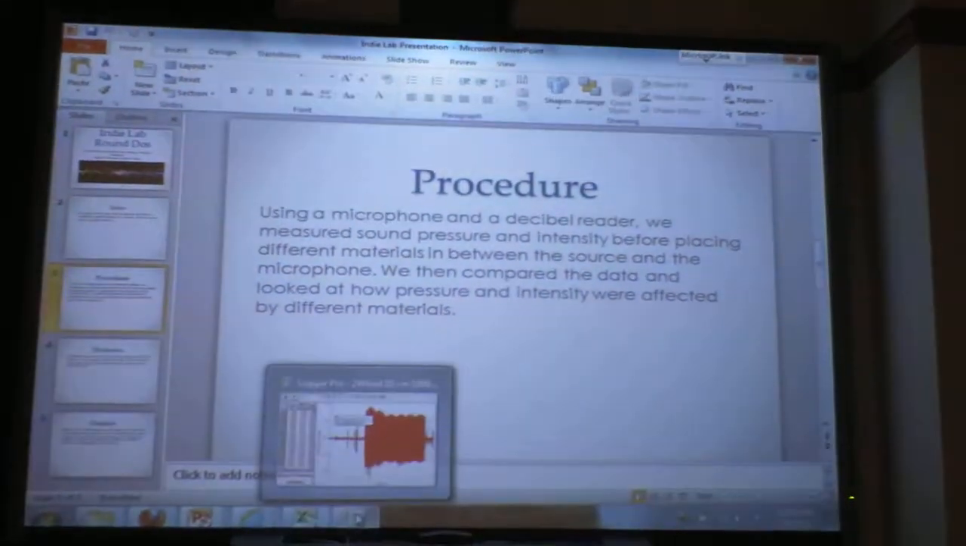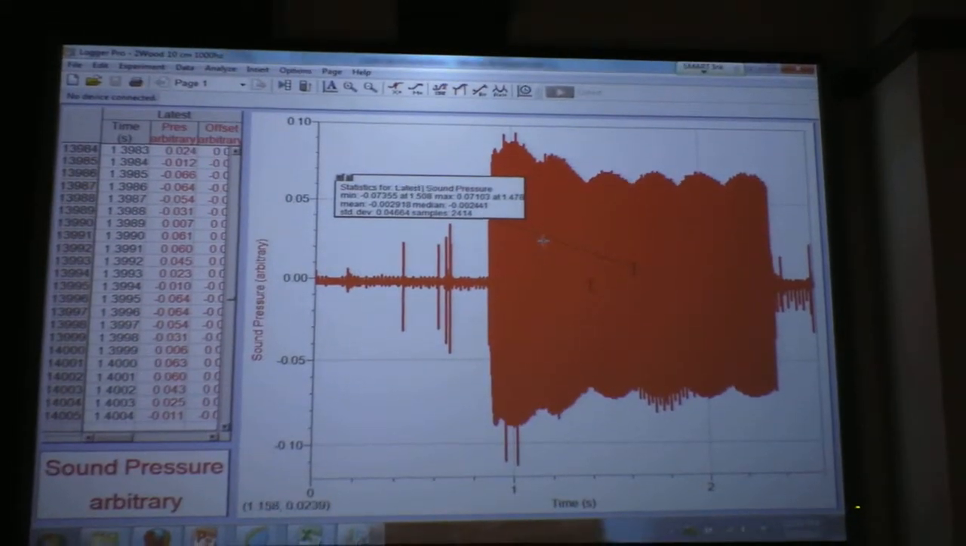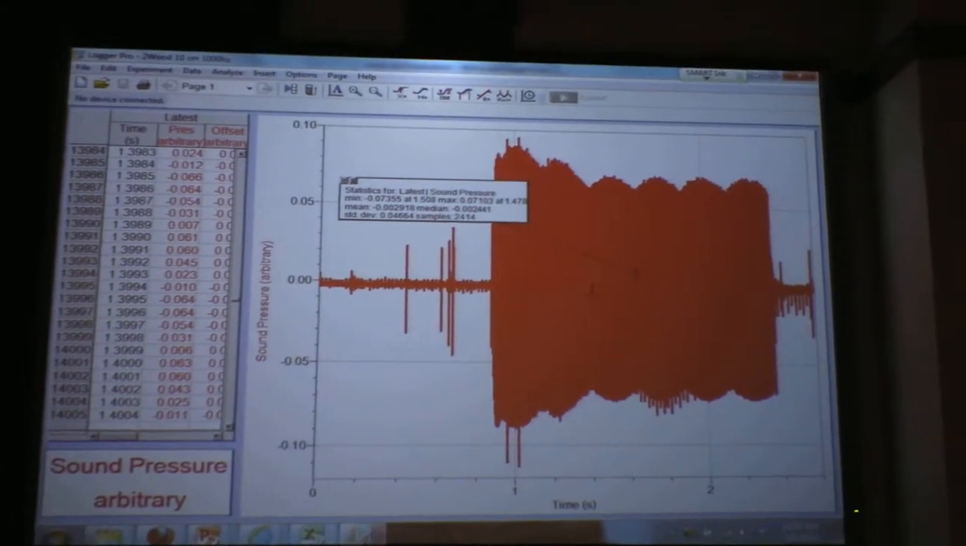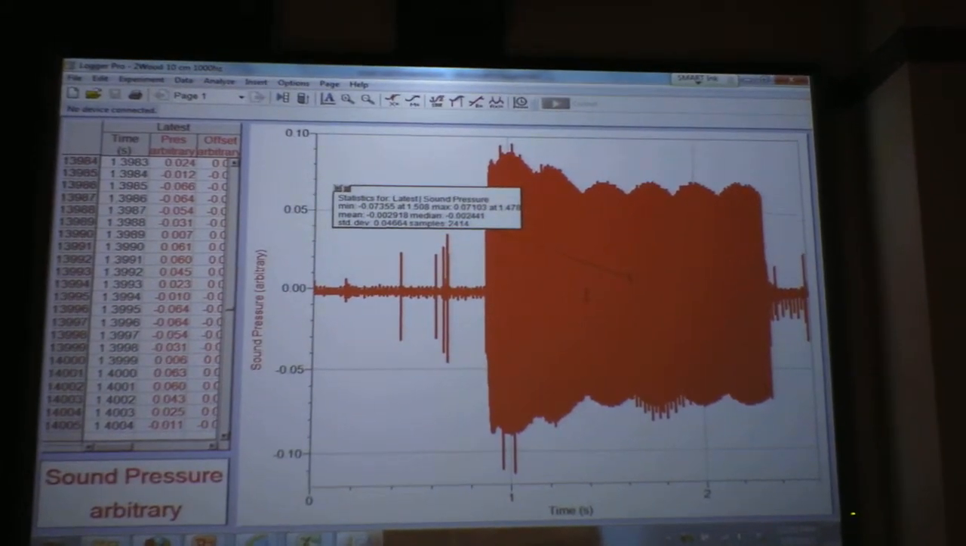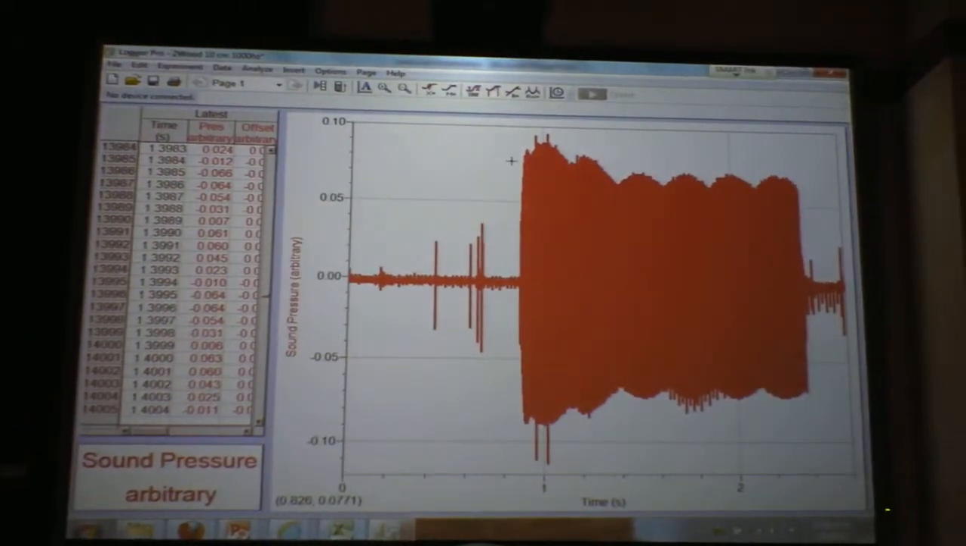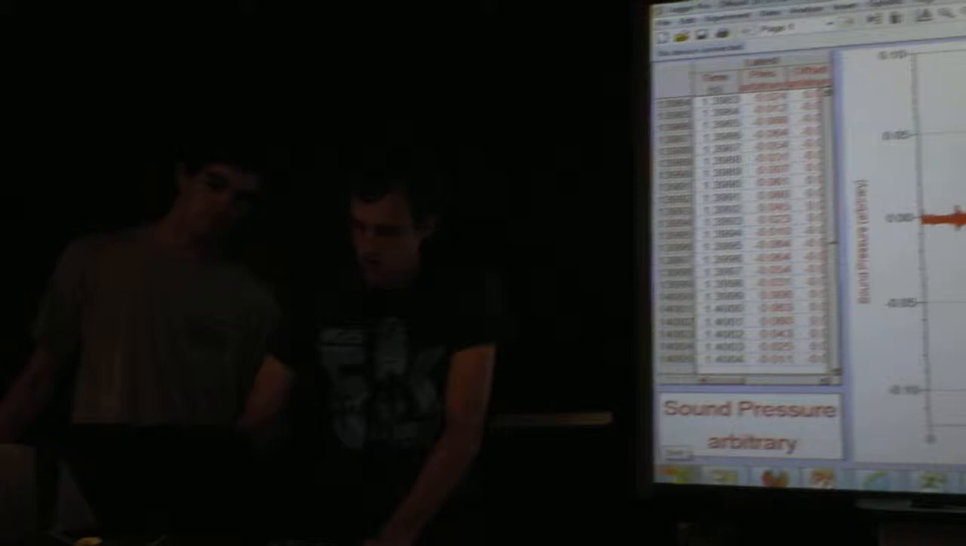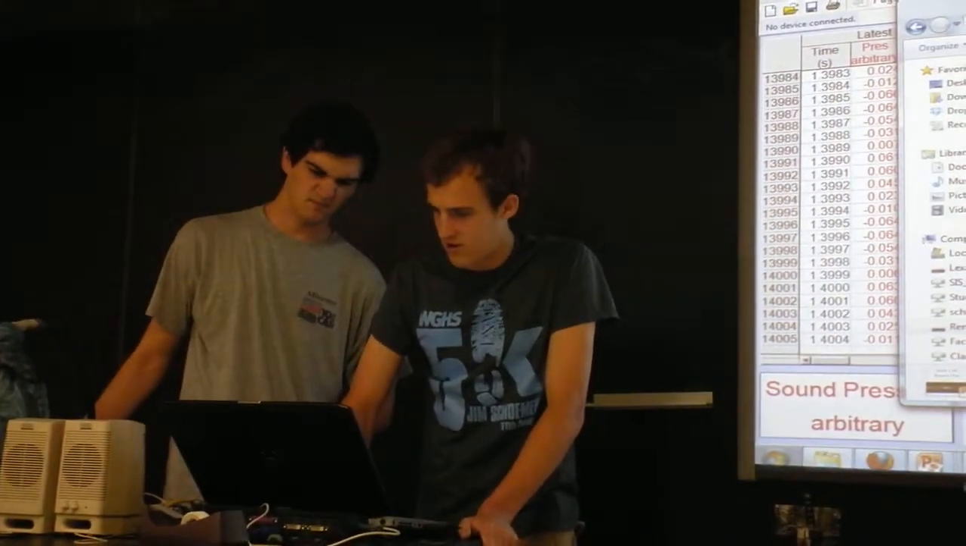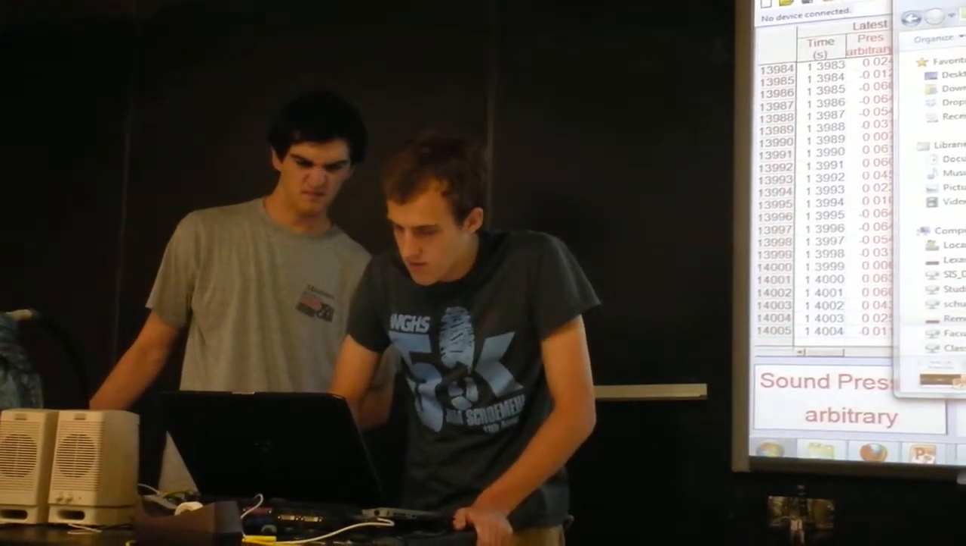Okay, and before we talk about how it affected it, let's look at some graphs. That was a graph of sound pressure versus time, and you can see the rarefactions and where the waves hit. And then let's look at two different thicknesses. This is 10 centimeters.